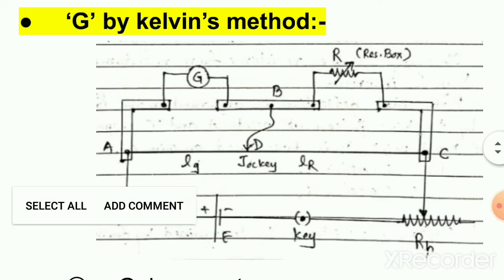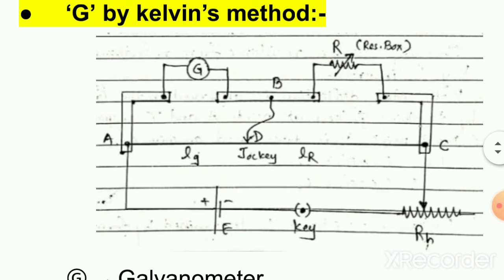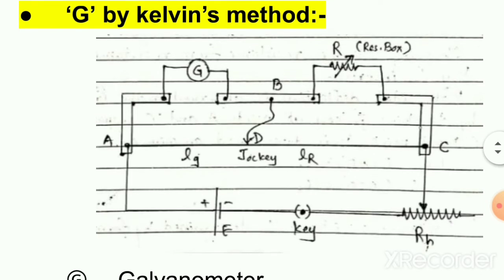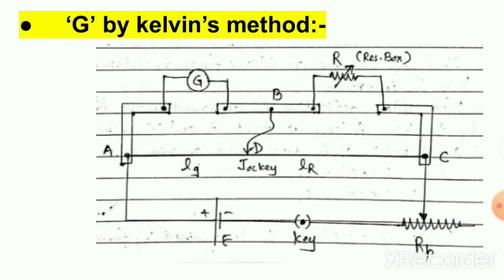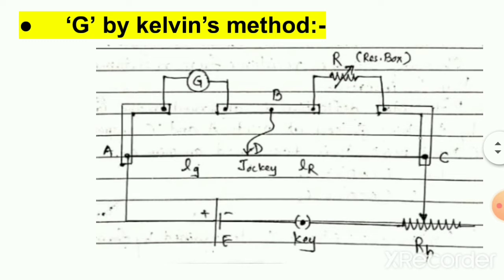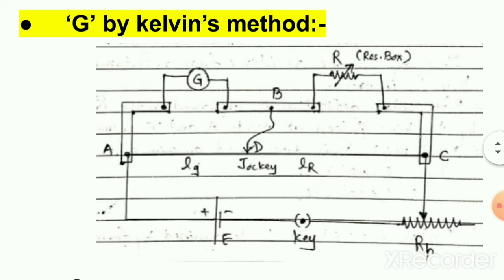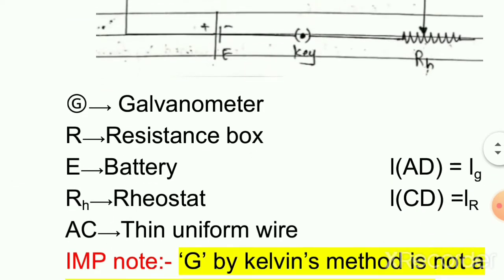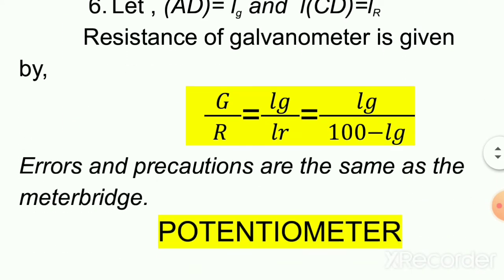Then you tap your jockey on wire AC and search for a point on that wire AC such that the galvanometer deflection, with touching jockey and without touching jockey, remains the same. Such a point is called the equal deflection point, and the bridge would then be said to be balanced in such a position. So if D is such a point such that length AD is equal to Lg and length CD is equal to Lr, in that particular case, the balanced bridge condition would be G upon R is equal to Lg upon Lr. So you have the formula to determine the resistance of galvanometer: G upon R is equal to Lg upon Lr.